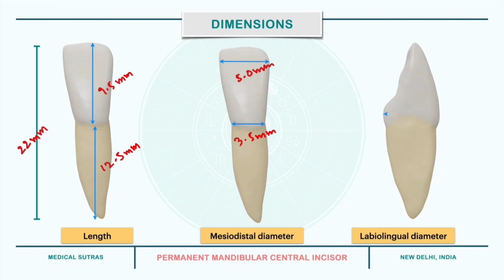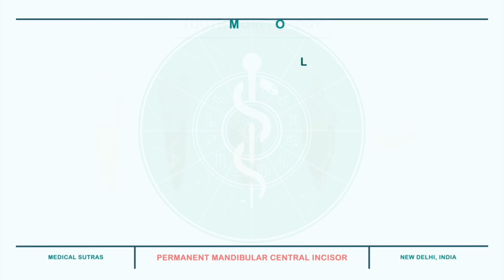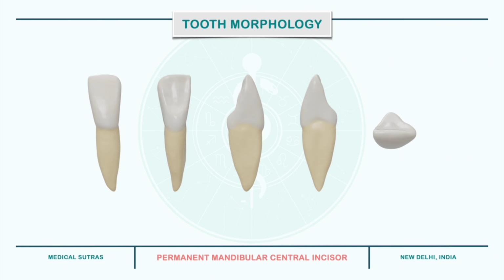The labiolingual diameter is 6 mm at the crest of curvature and 5.3 mm at the cervix. Lastly, the curvature of the cervical line is 3 mm on the mesial side and 2 mm on the distal side. Now, let's understand the surfaces, line angles and point angles.